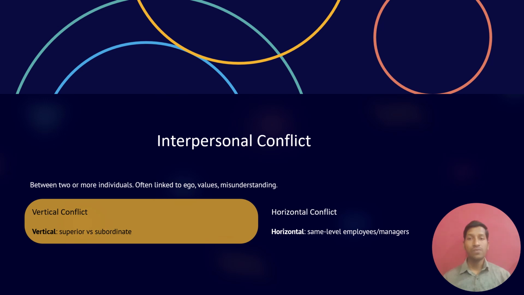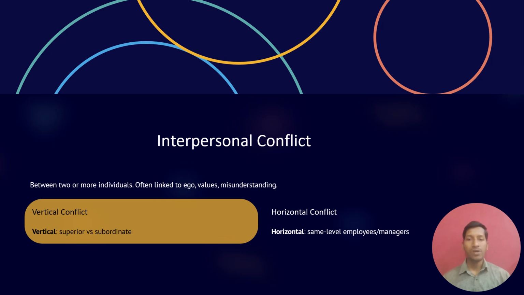Interpersonal conflict is what most people think of when they hear the word conflict. It involves two or more people who are in competing positions. We can split this into two categories, vertical and horizontal. Vertical conflict happens between a superior and subordinate. Usually it occurs because the boss tries to control the employee's behavior and the employees resist. If not resolved, this can lead to a complete breakdown in cooperation, which is very dangerous for team efficiency.